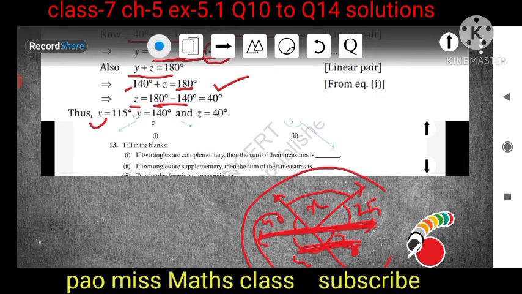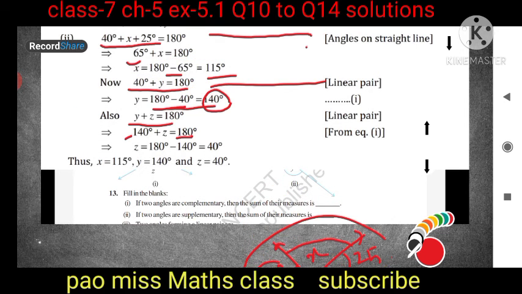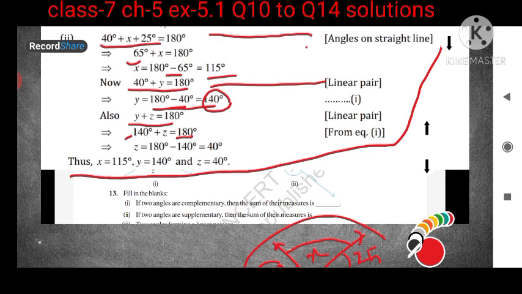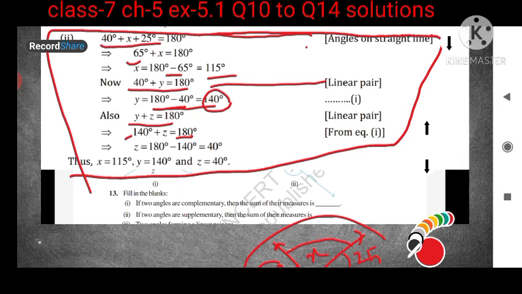Okay, let me erase all these things. Now write down this, or you can take a screenshot of all this and write it later also, okay? Or you can pause my video and complete the notes. Now come to the next question.